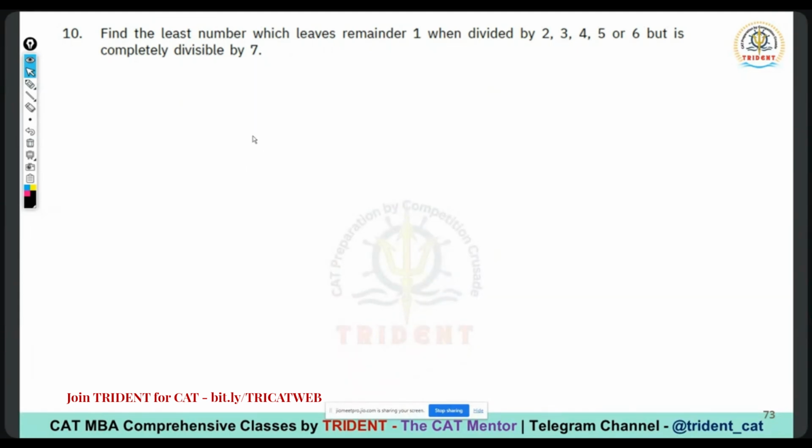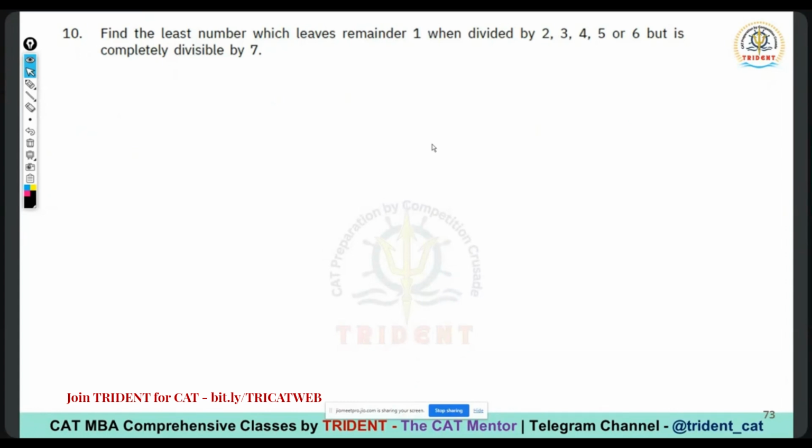Let's read it. Again, a very interesting question, and I'm pretty sure that by now you also have started getting the feel of it. Let's read the question. Find the least number which leaves remainder 1 when divided by 2, 3, 4, 5, or 6, but is completely divisible by 7. Wow. Completely divisible.